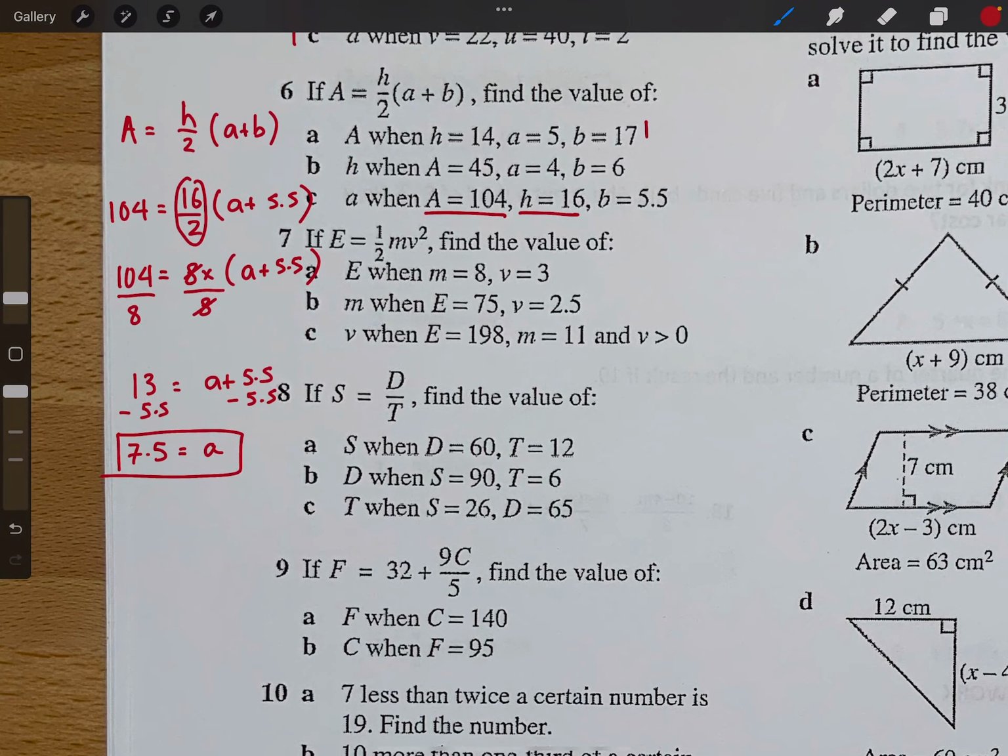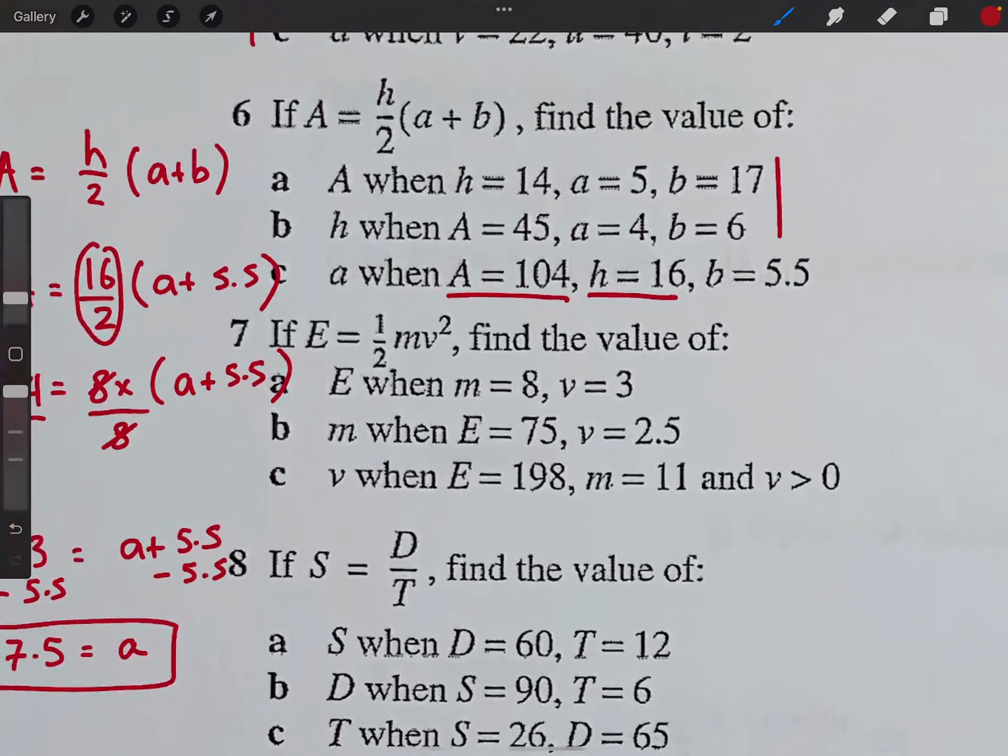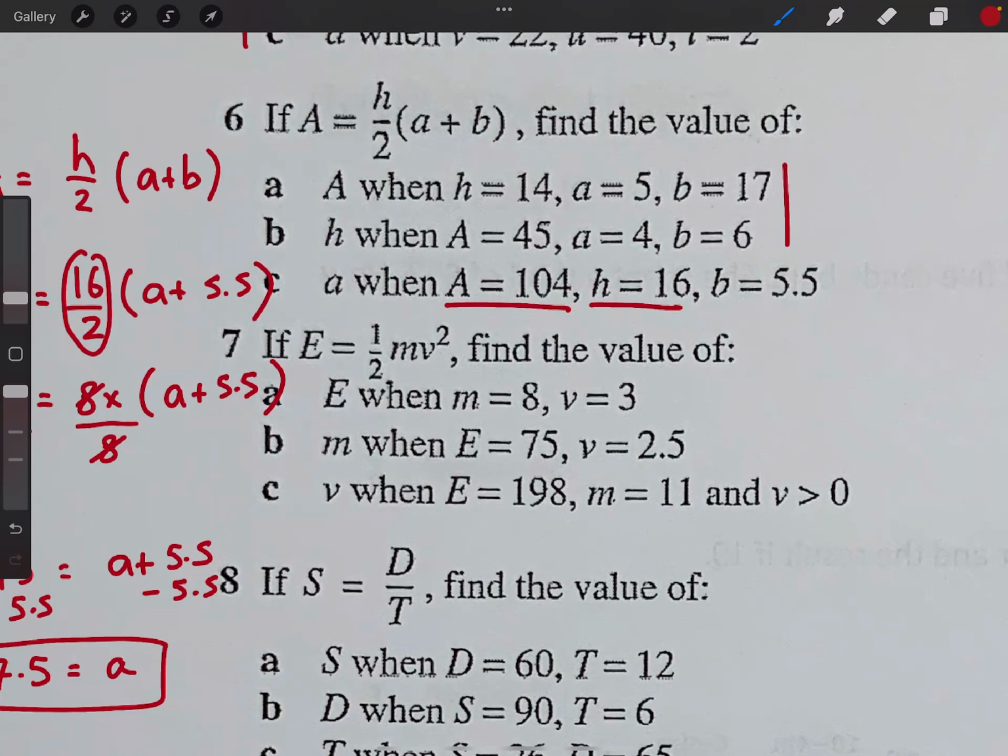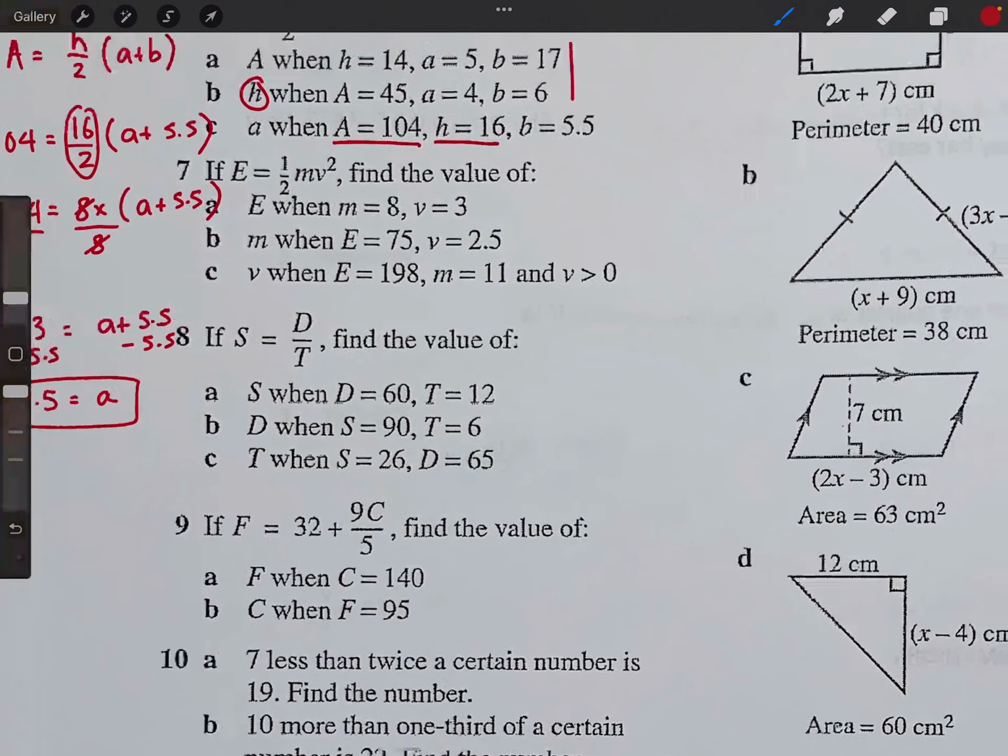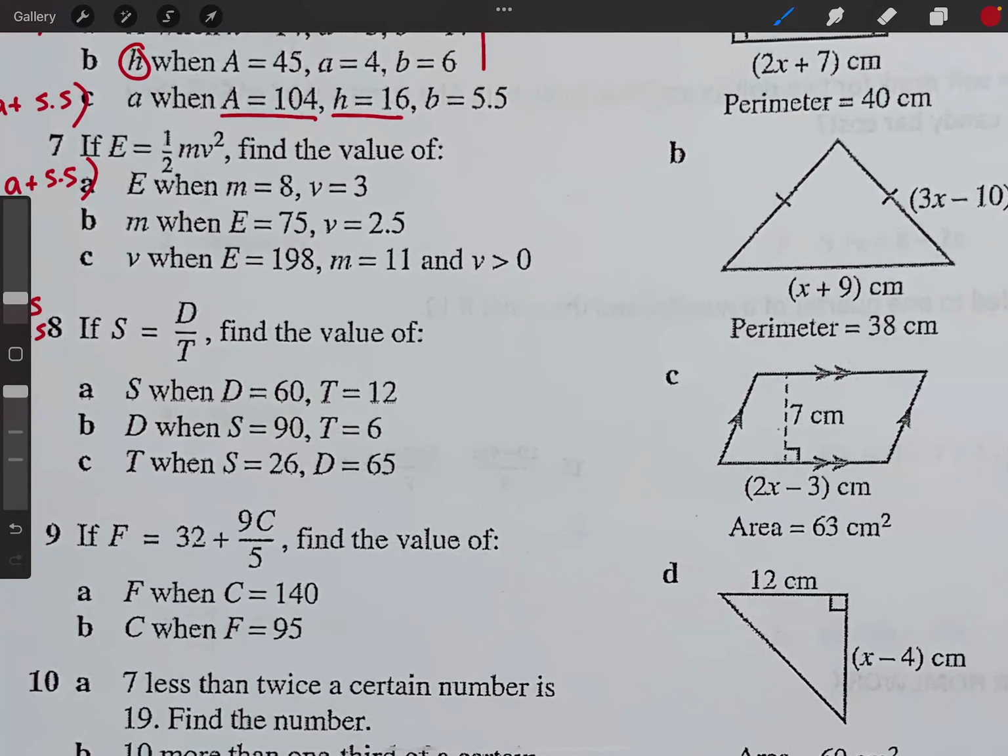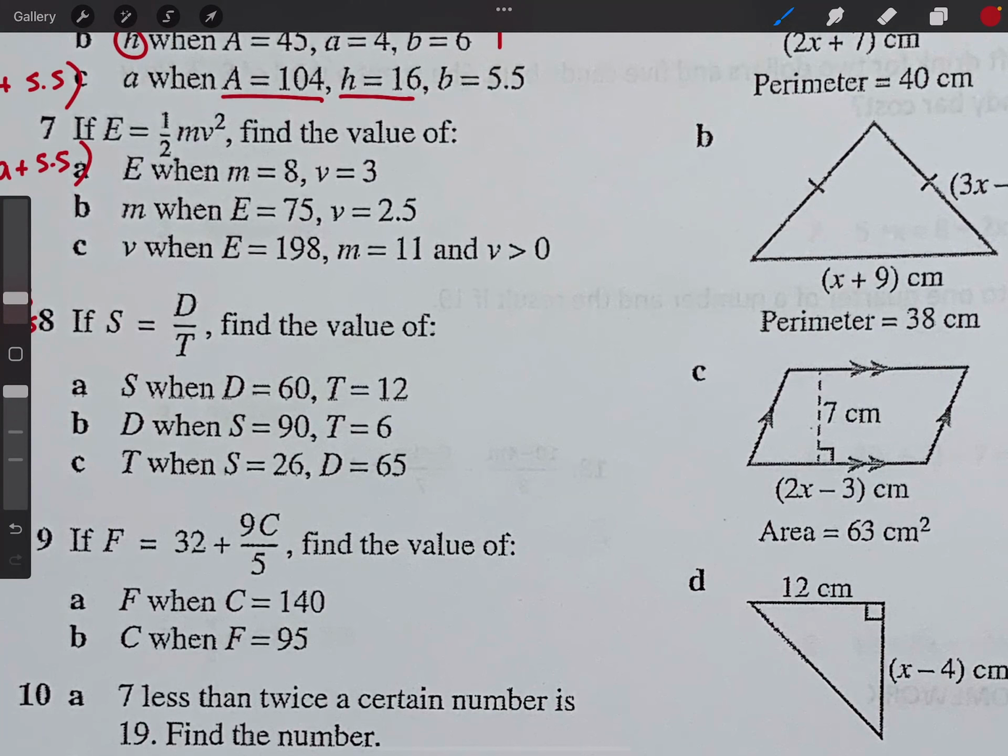The rest of the questions, they're not always asking for a. So for example, question 6B is asking for h. So you have to find h working backwards. Let's look at question 7. It says if E is equal to a half of mv squared, find the value of... I'm going to do question B this time.